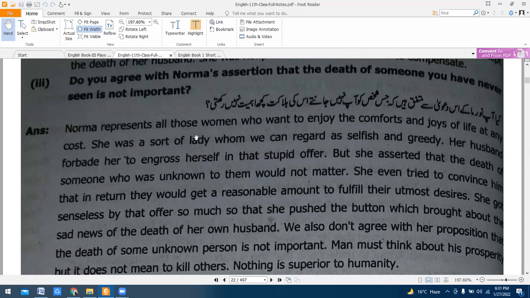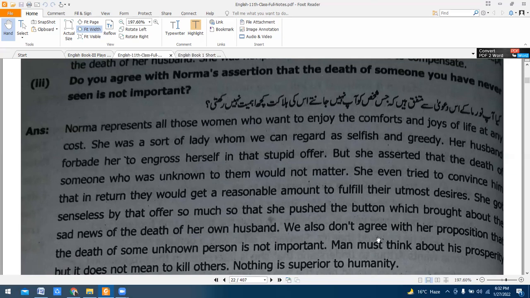Norma represents all those women who want to enjoy the comforts and joys of life at any cost. She was a sort of lady whom we can regard as selfish and greedy. Her husband forbade her to engross herself in that stupid offer, but she asserted that the death of someone who was unknown to them would not matter. She even tried to convince him that in return they would get a reasonable amount to fulfill their utmost desires. She became so senseless because of that offer that she pushed the button, which brought the sad news of the death of her own husband.